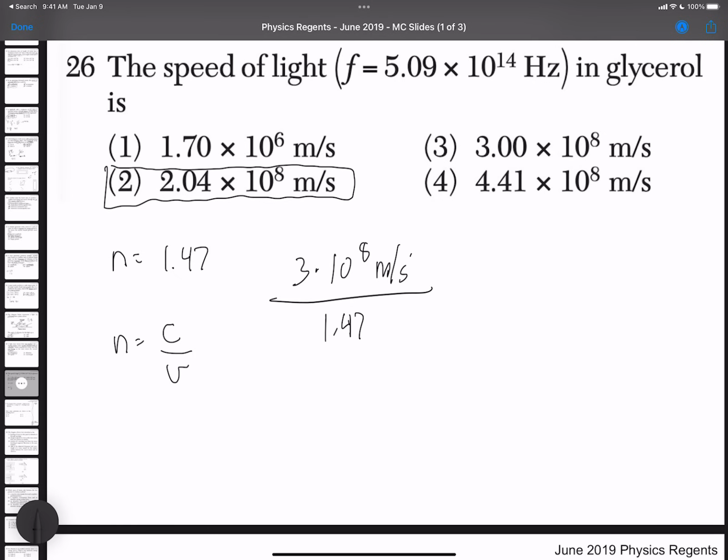Answer choice 3 I can eliminate. That's way too slow, right? I wouldn't expect the exponent to change from 10 to the 8 to 10 to the 6. Answer choice 3 is just the speed of the wave in a vacuum. We know it's got to slow down in glycerol, so it can't be that. And it can't be answer choice 4. The light wouldn't travel faster.